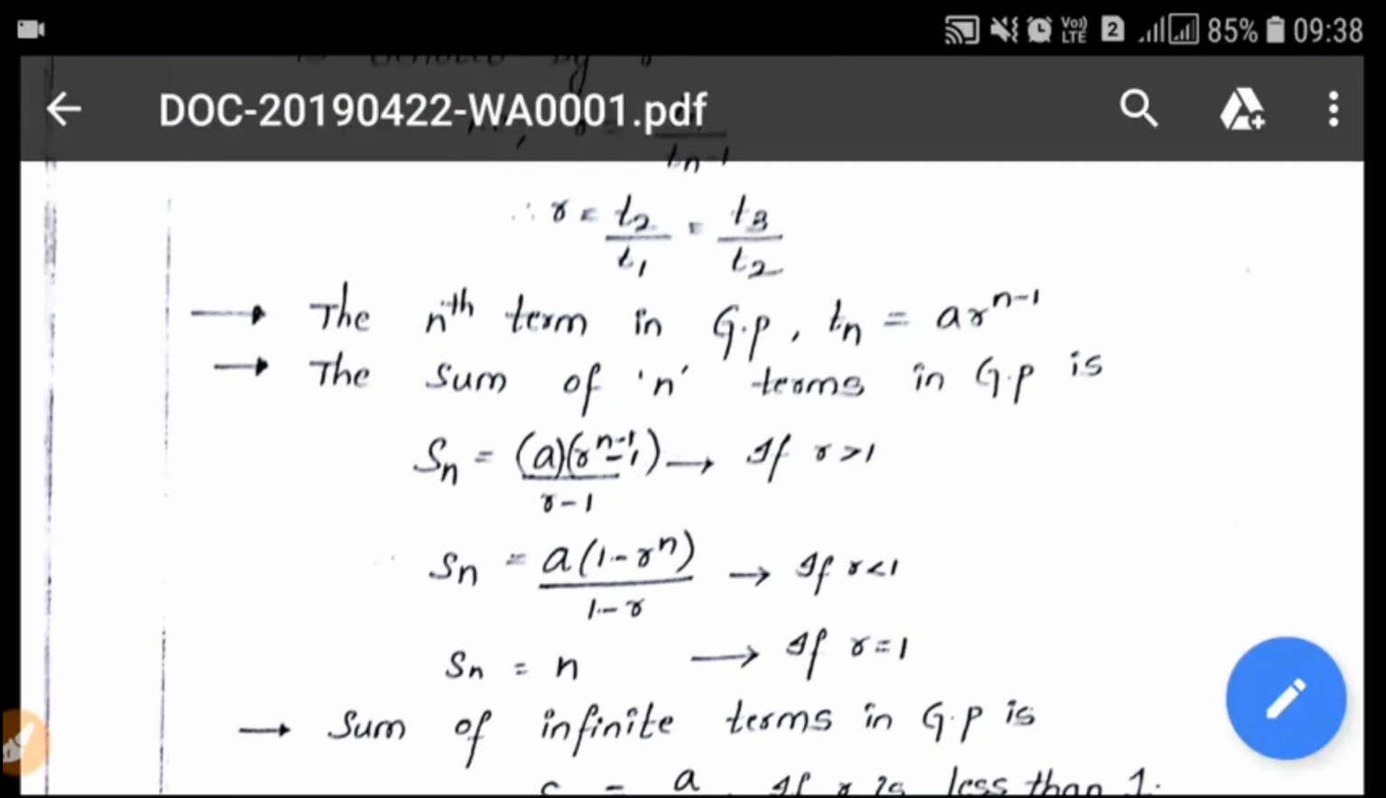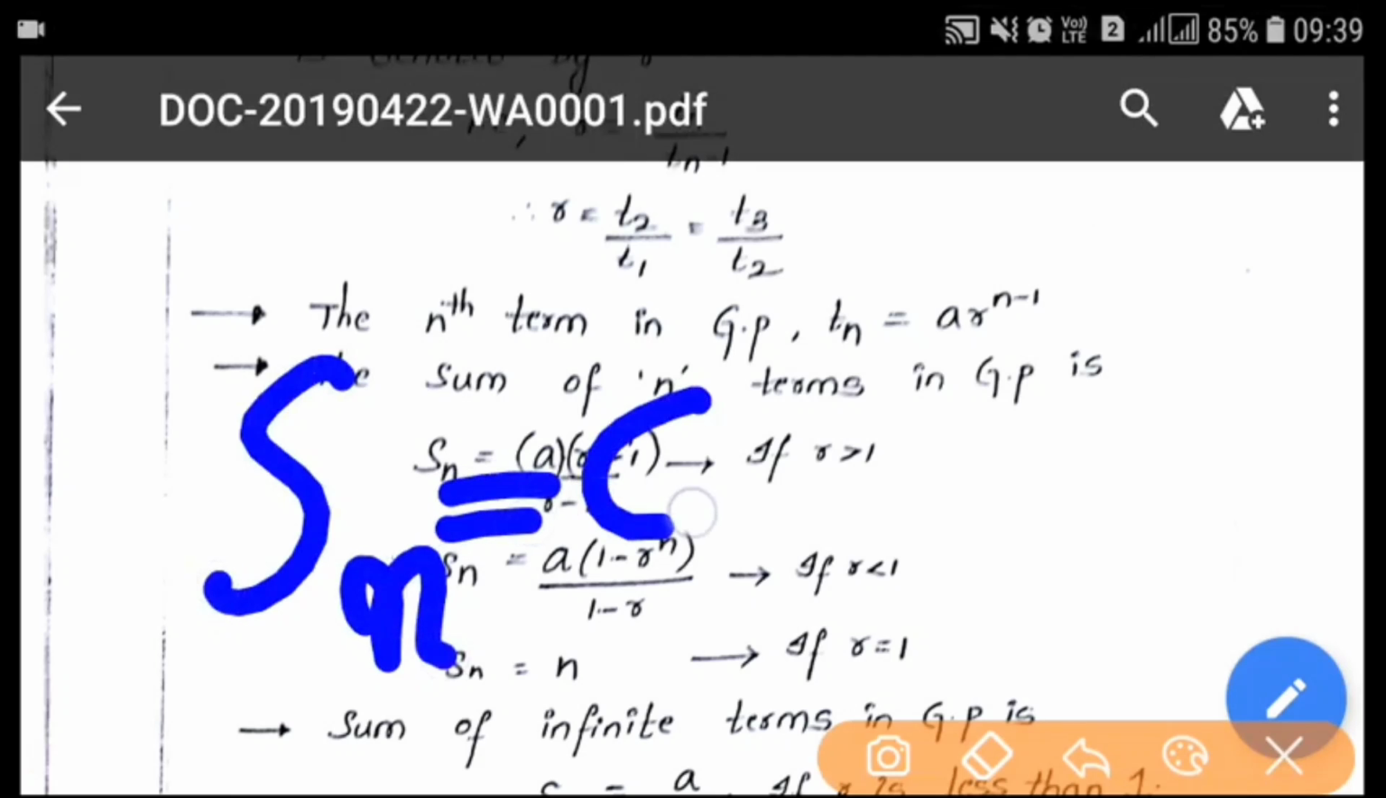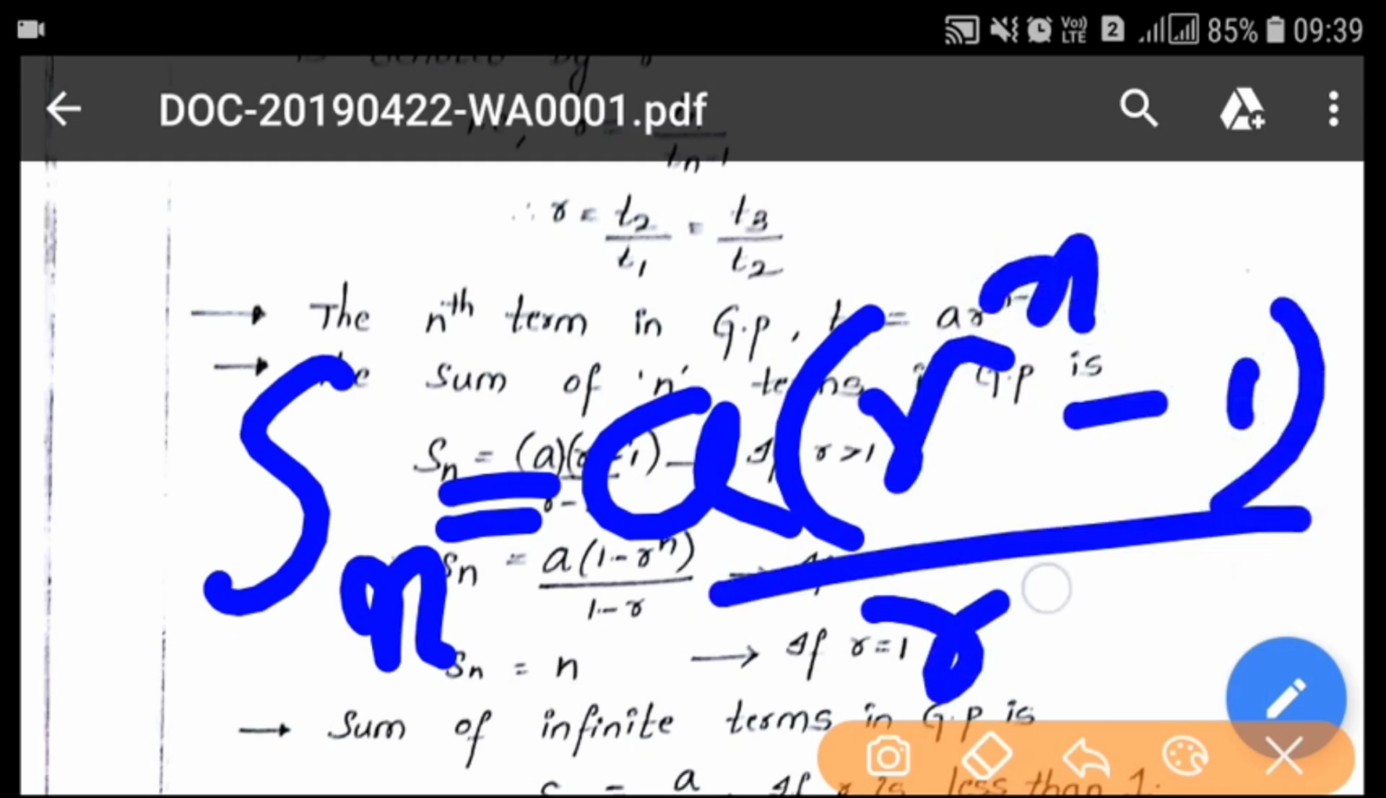So the first formula I will show you once again. Sn is equal to A into r power n minus 1 by r minus 1. So here it is r power n minus 1, not only r power n. So I will write it again for you. Sn is equal to A into r power n minus 1 by r minus 1. This is the formula. A small mistake was there.